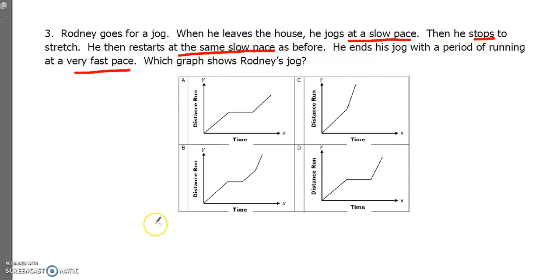So if we look at A, he runs, and then this is where he's stopping because time's going by, but he's not going anywhere. And then he runs again at the same slow pace. This does not mention the fast pace, so it's not A. This one, he's running slow, and then he runs very fast and never mentions that he stops. This one, he's running at a slow pace. He stops for a while. He's running at the same slow pace, and then he picks up speed and runs faster here. So it looks like B is going to be the correct answer.